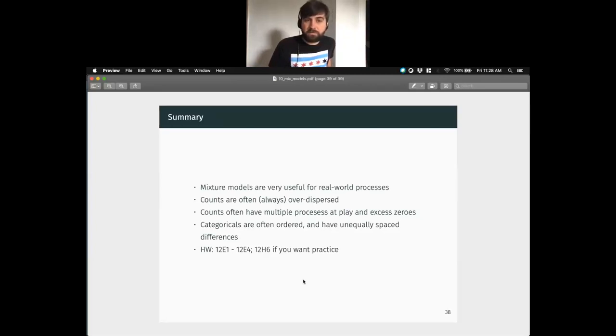These mixture models are super, super useful for real-world processes. Real-world processes very rarely work exactly as our likelihoods assume. Those assumptions are often unrealistic but not costly, right? Normality of errors with the normal model, symmetric distances. Do I really care about it?